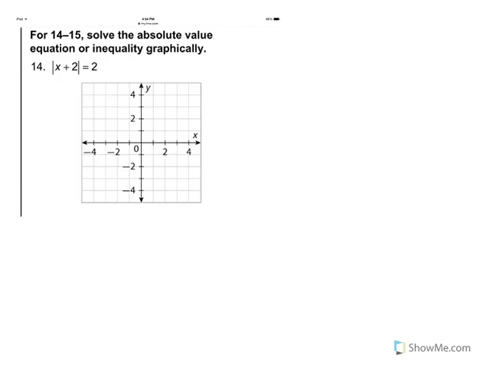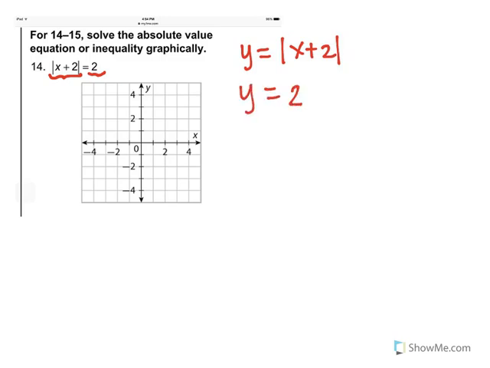Number 14 says solve the absolute value equation or inequality graphically. So we know that this is an equation, and we can look at this equation as two separate parts. On the left side, we have an absolute value function, so we can just name that as y equals absolute value of x plus 2. And then the right side, we have just number 2 by itself.